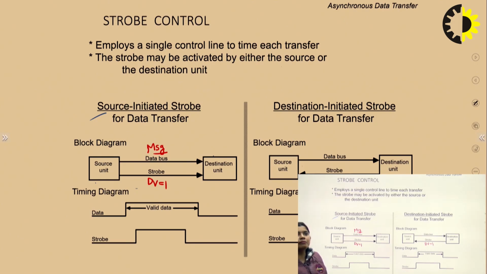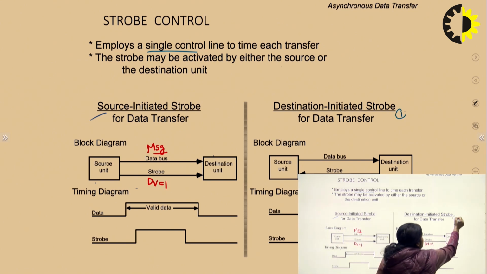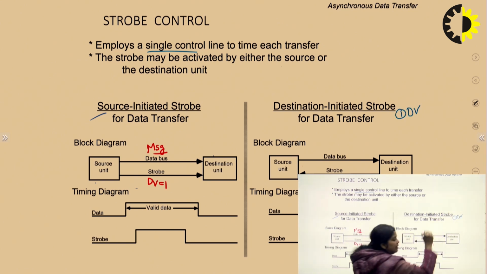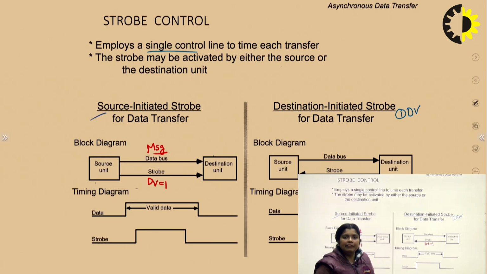Now, the first method is Strobe control. What do you mean by the Strobe control? It is a single control line used for transferring the data between the devices. First of all, you have to understand two signals. The first signal is DV. DV is the data valid line.